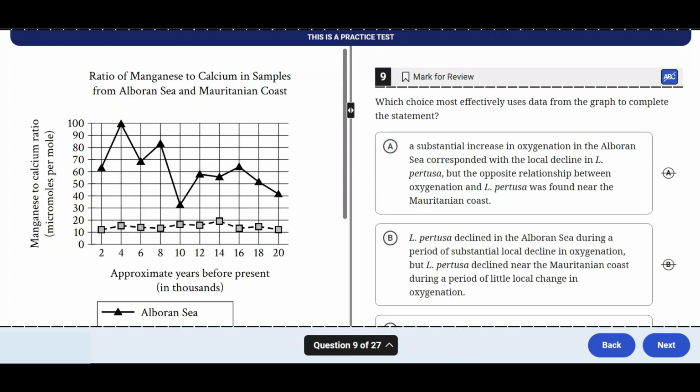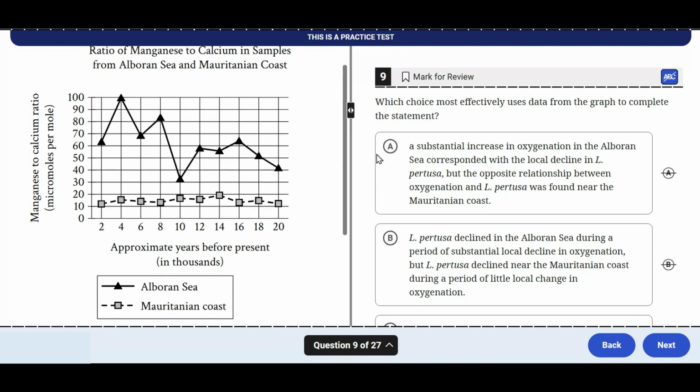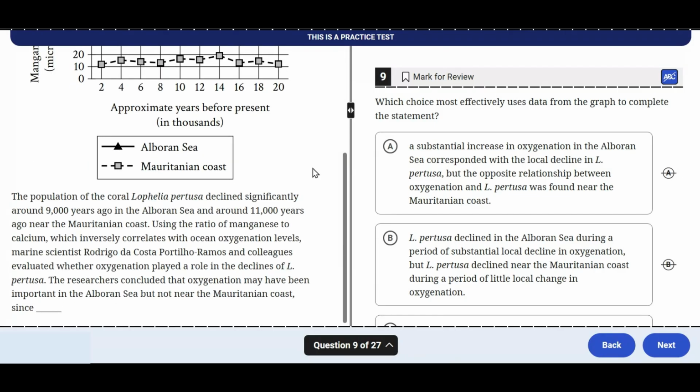Okay, here we have an SAT science passage that has a graph. Just like other inference passages, let's go ahead and read the question. Which choice most effectively uses data from the graph to complete the statement? Now let's go ahead and read this paragraph below because that will help us be able to interpret the graph above. It's important to look for sentences that indicate relationships between variables for these passages because there's almost always going to be some kind of change in variables that you have to use in order to make an assumption or an inference.